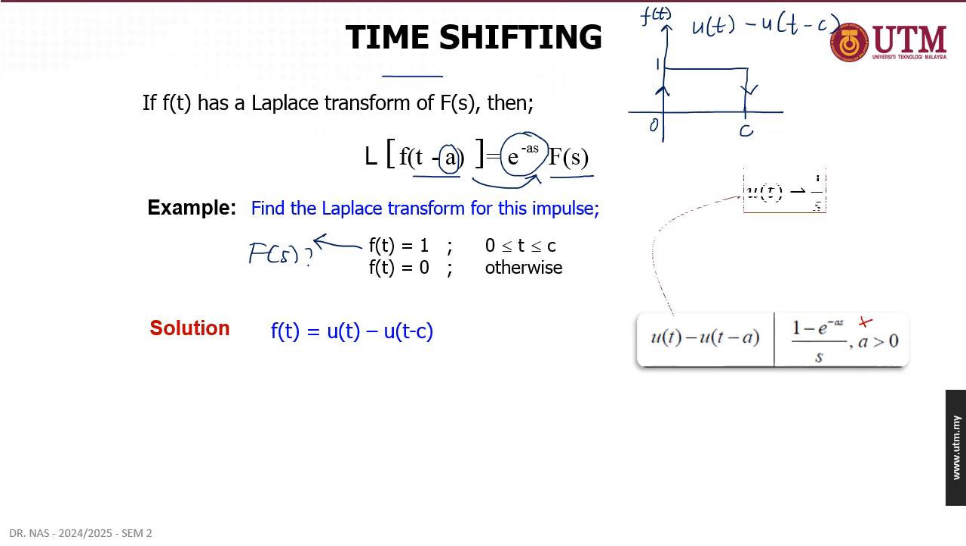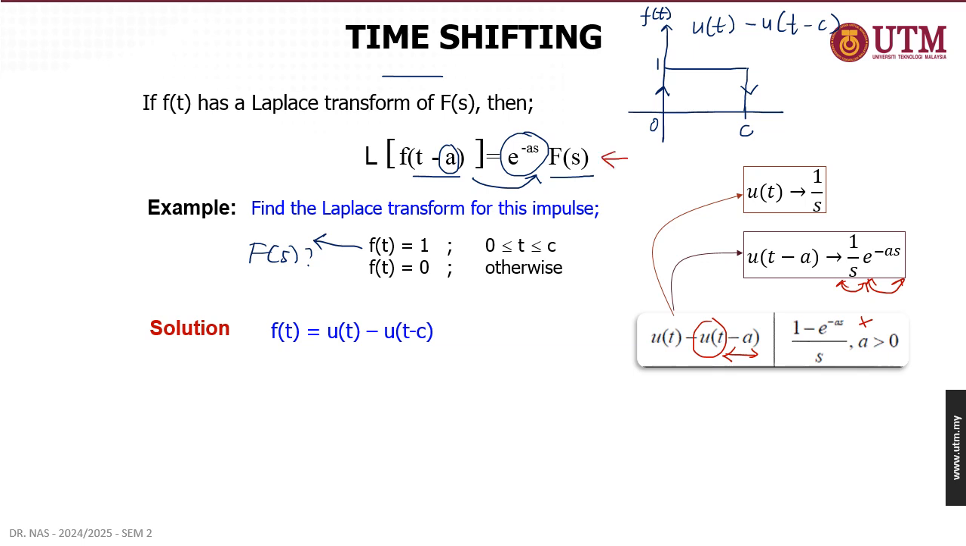Okay, so from this equation, if you break the equation into components, u(t) will be producing 1 over s in S domain, while u(t minus a) will be producing 1 over s multiplied by e to the minus as. So from here, you'll notice that the basic function is u(t). That's why it produces 1 over s. But then since that's shifting by a, the equation is multiplied by e to the minus as, as mentioned in the time shifting definition.